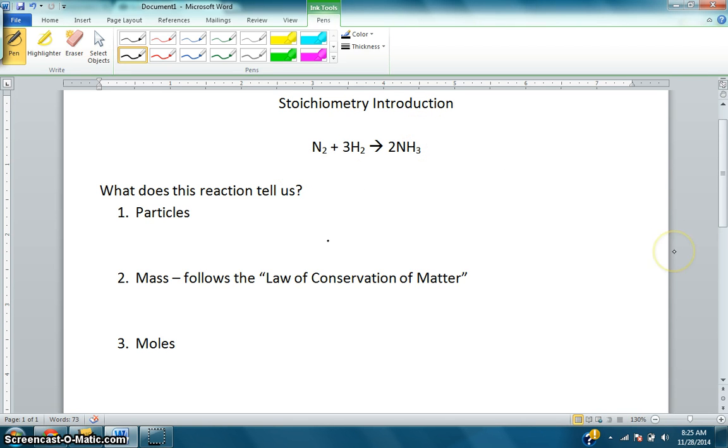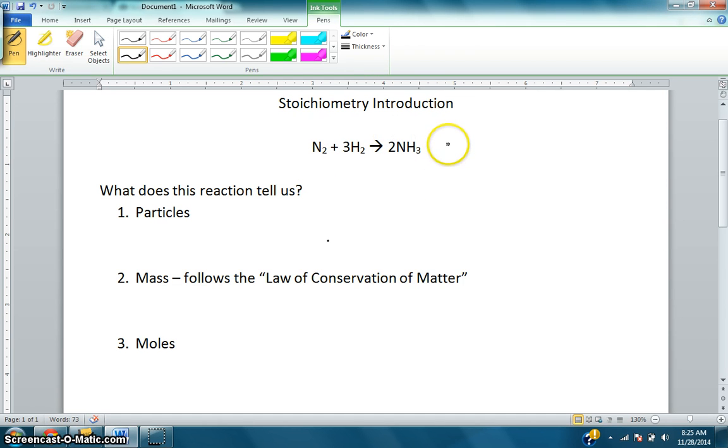Just like when you bake cookies, you follow a recipe. It tells you you need so many cups of flour plus some sugar, milk, and other things to make your batch of cookies. These chemical reactions are the recipes of chemistry. They tell us what reactants we need to put in to get a desired product out.